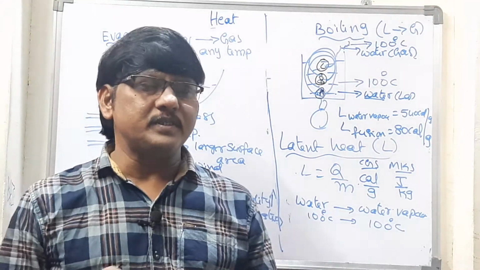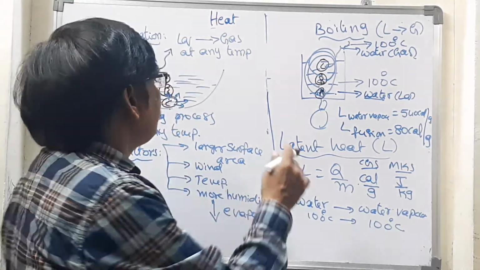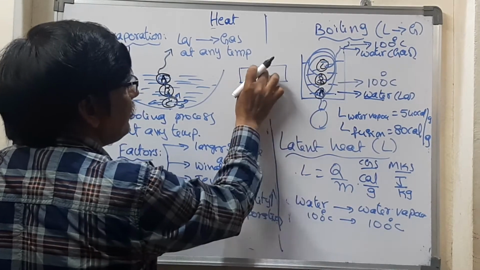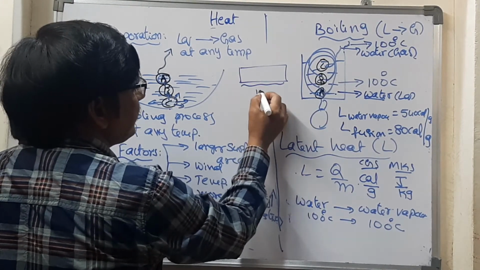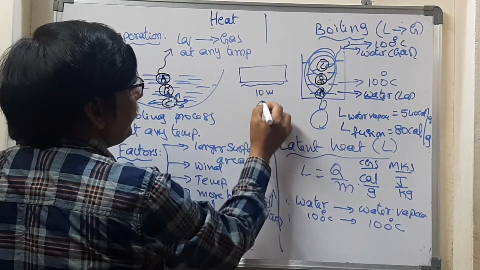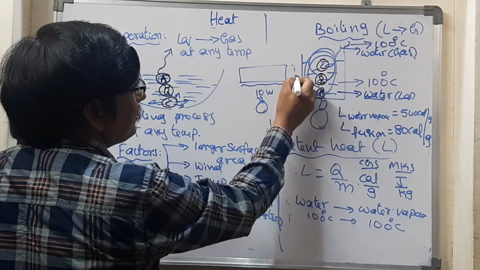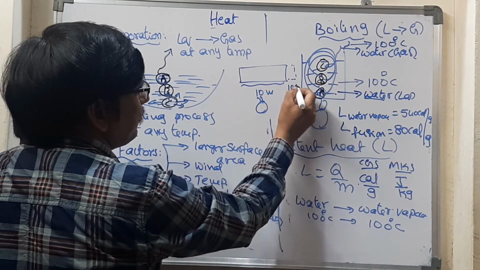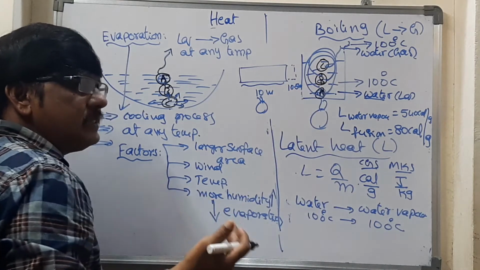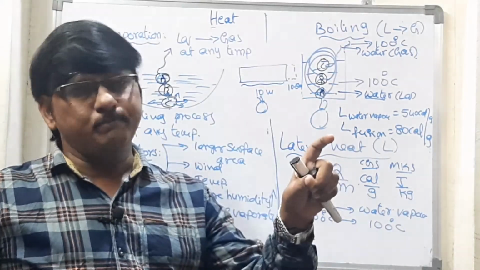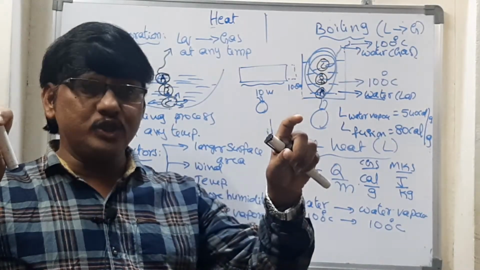Okay, and the last topic. Suppose I write here a metal substance, and let us take it as 10 meters. When we supply heat, what will happen? The length will change slightly. Let us take 10.5 meters, it is changing. Means what is happening? By supplying heat, matter shows expansion.